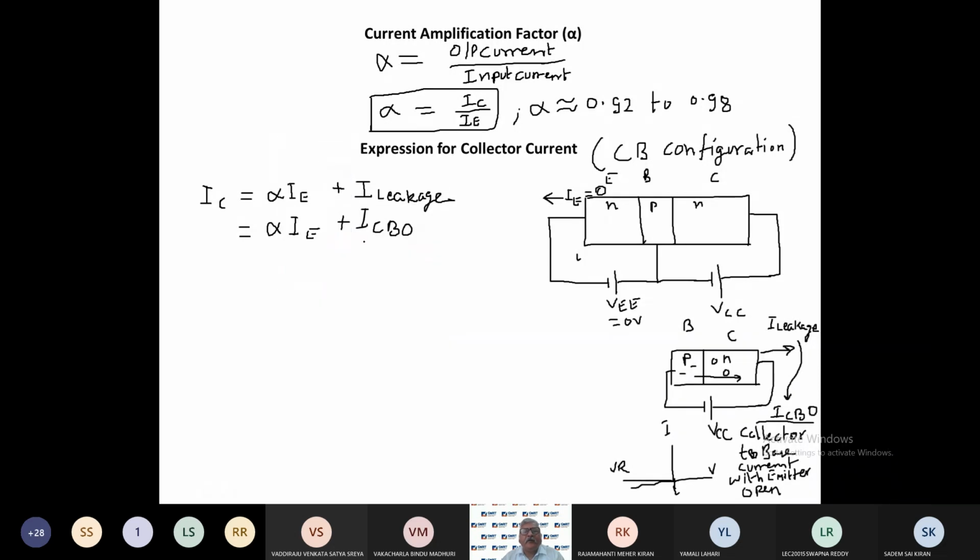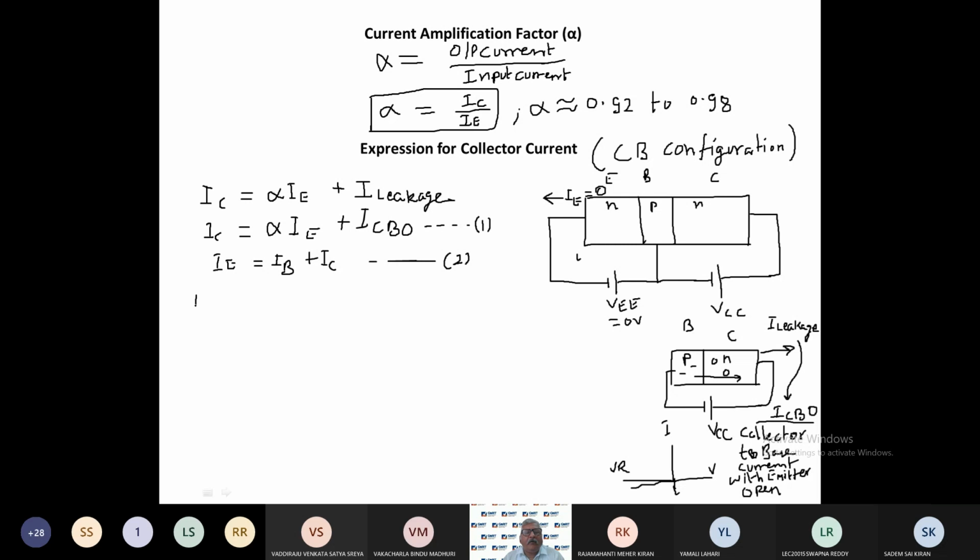Okay, so now, I call it equation 1: IC is equal to this. Now IE is equal to IB plus IC. This also we know. This is our equation number 2.